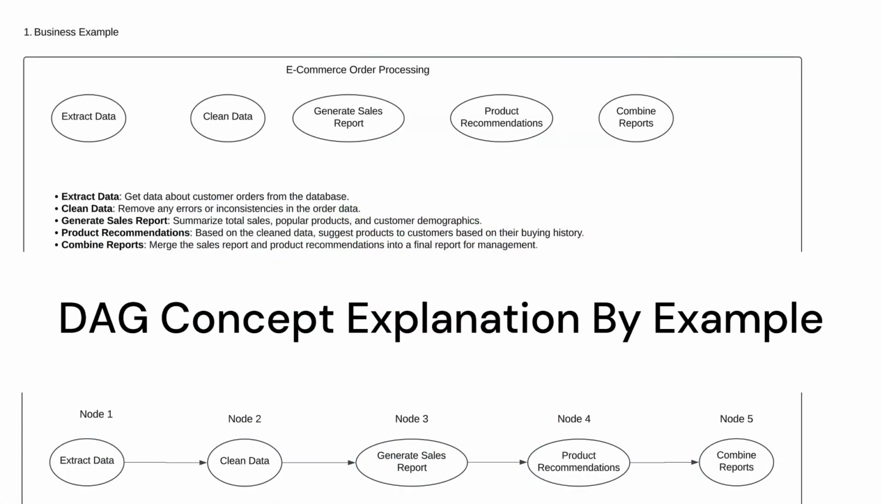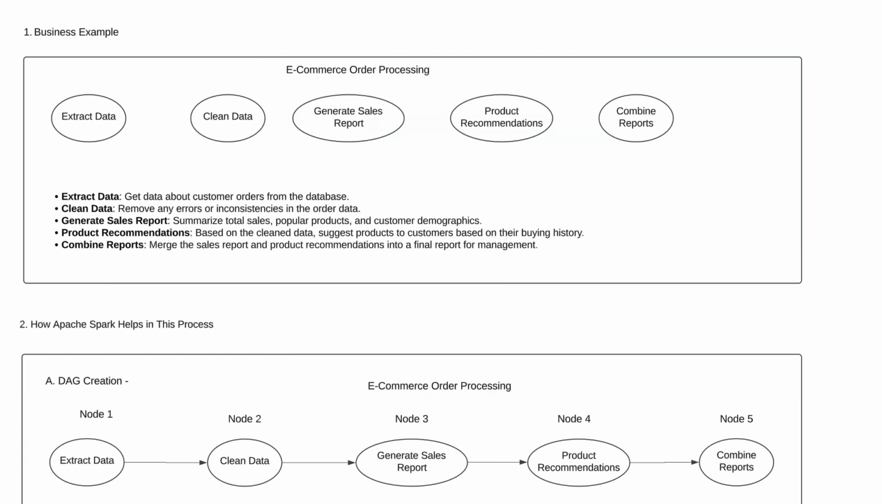Now let's imagine a real world business scenario to understand how the concepts of DAG, optimized execution, and DAG scheduler work together in Apache Spark. We have an e-commerce company that needs to process customer orders efficiently to generate sales reports and personalized product recommendations. First, the business needs to extract the data, getting data about the customer orders from the database. Then we need to remove any errors or inconsistencies present in the order data, meaning we need to clean the data. Afterwards, we need to generate a sales report summarizing total sales, popular products, and customer demographics. Based on the clean data, we need to suggest products to the customers based on their buying history. And lastly, we need to merge both the sales reports and product recommendations to get the final report.